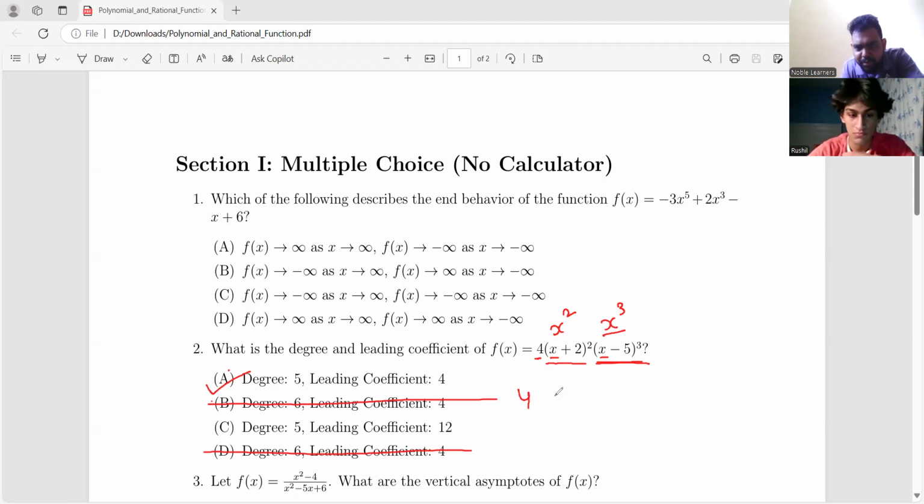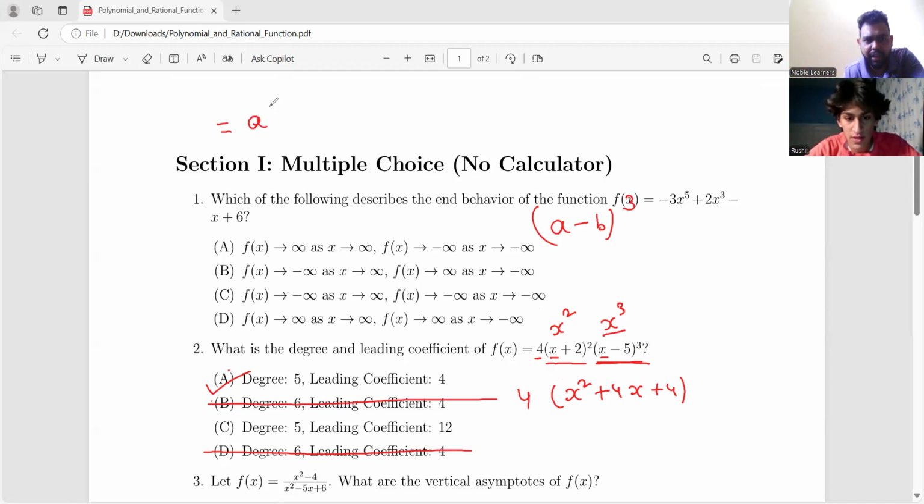So this is a plus b whole square, so write x square plus 4x plus 4, right? And this is a minus b whole cube. So what is a minus b whole cube? It's a binomial expansion. Or yeah, you can do it this way, like x minus 5 whole square, and then I'll multiply x minus 5. That's also all right, that can also be done. But since I already know the formula, I could do it this way, correct?